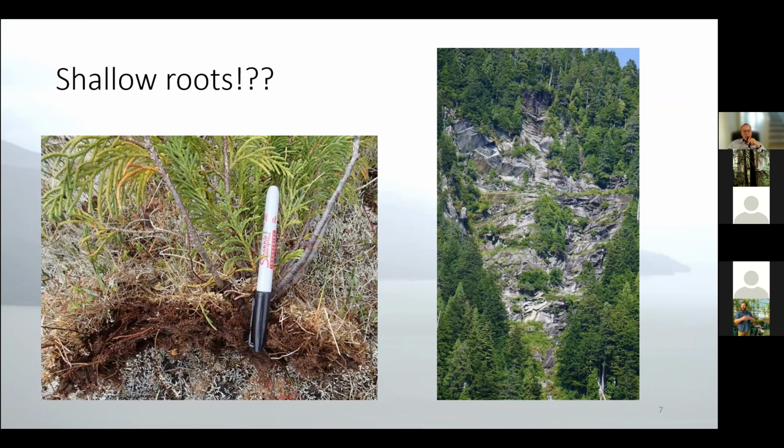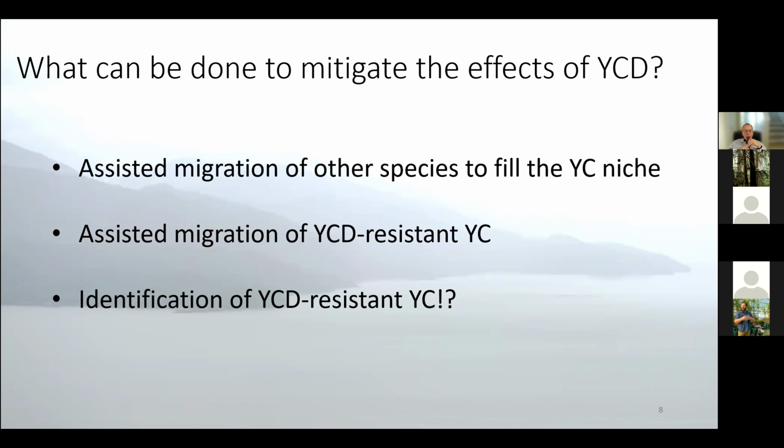So what can be done to mitigate the effects of yellow cedar decline? An obvious solution would be assisted migration of other species to fill the yellow cedar niche. But sometimes the other species cannot really grow on both sites. They're simply too wet and too poor for other species. So if it were possible, it would be assisted migration of yellow cedar decline resistant yellow cedar. And then the big question is, can we identify yellow cedar decline resistant yellow cedar?